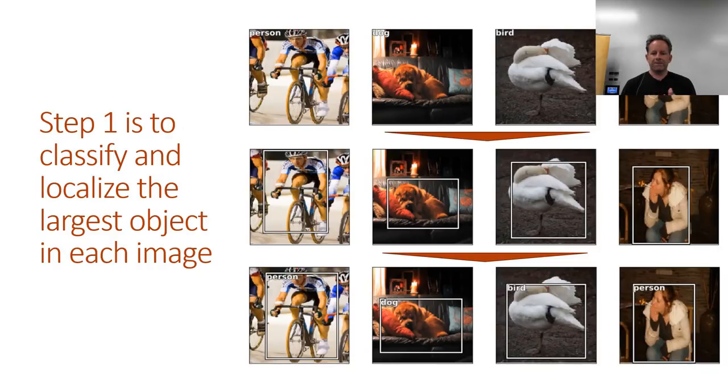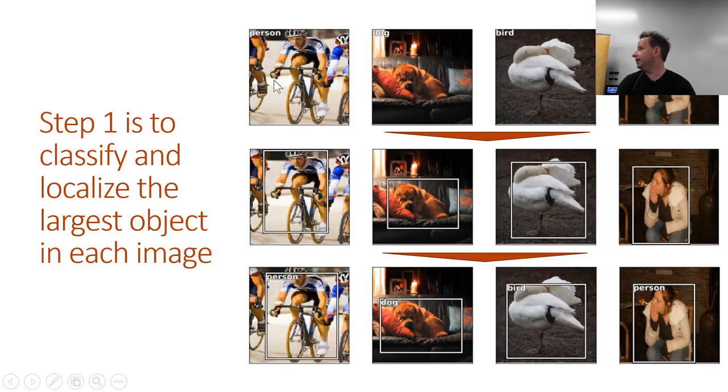So let me describe stage one. Stage one is actually going to be surprisingly straightforward. We're going to start at the top and work down. We're going to start out by classifying the largest object in each image. So we're going to try and say person. Actually, this one is wrong. Dog is not the largest object. Sofa is the largest object. So here's an example of a misclassified one. Bird, correct. Person, correct.